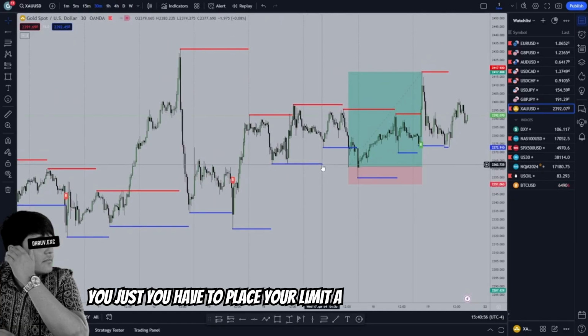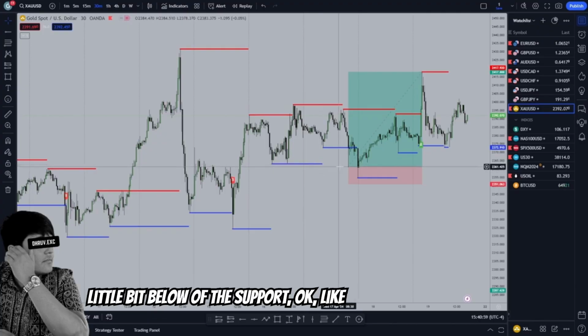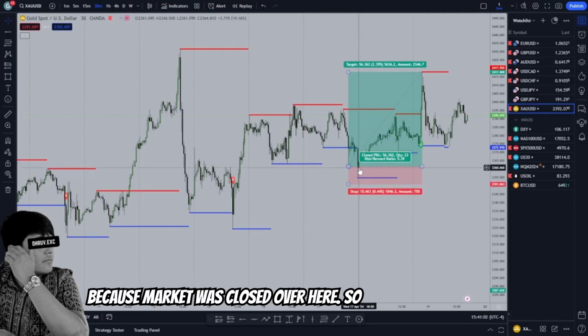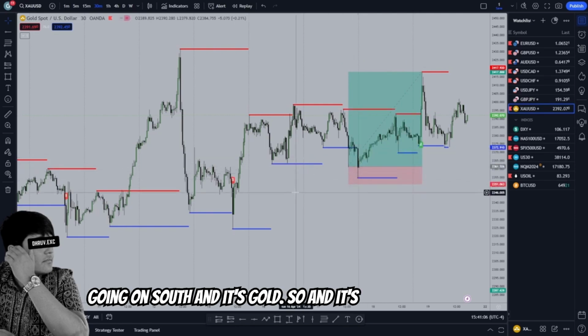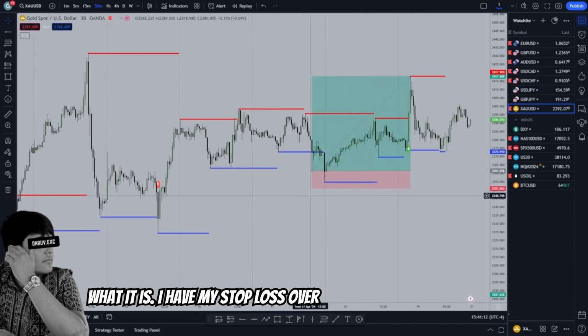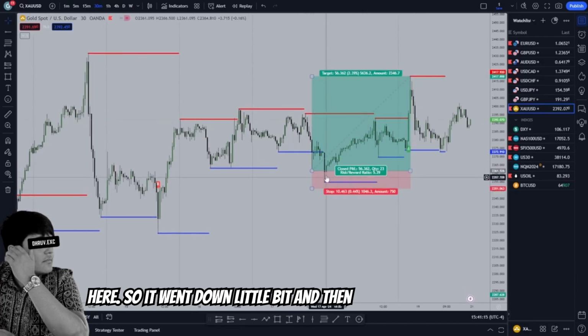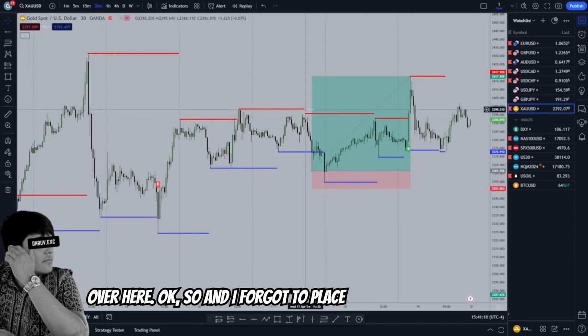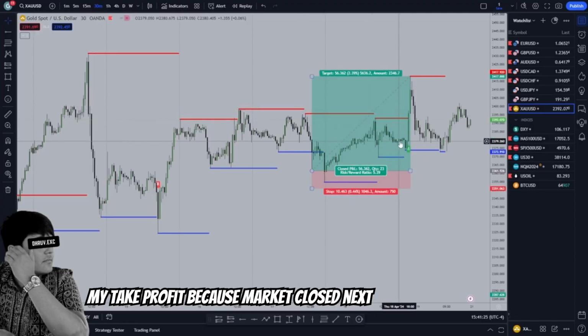So what I told you, you have to place your limit a little bit below of the support, okay, like over here. And it went into drawdown because market was closed over here, so anything can happen, and the wars are going on, and it's gold, so it's risky that I hold it overnight, but it is what it is. I have my stop loss over here. So it went down a little bit, and then what happens? My target was these highs over here, okay, and I forgot to place my take profit because market closed next day over here.